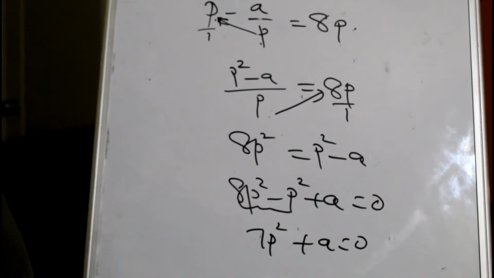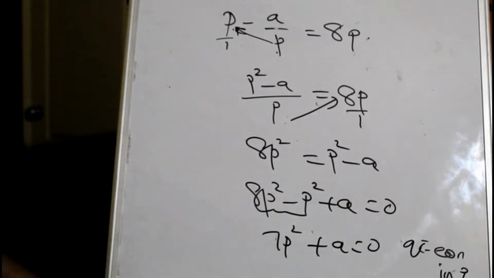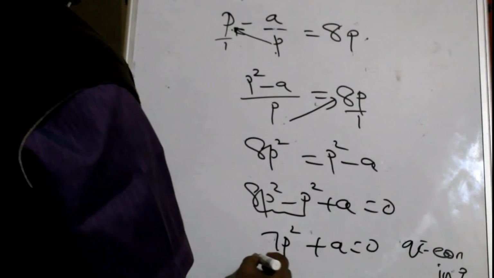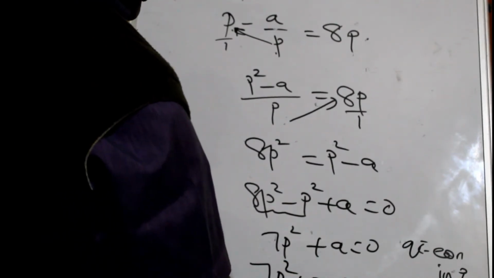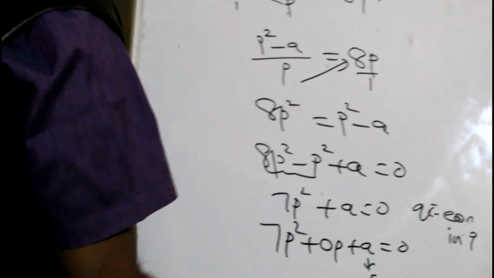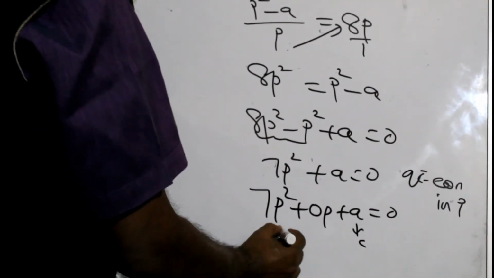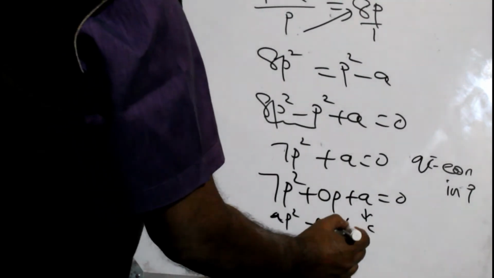This is a quadratic equation in p, quadratic equation in p, because you got a p square term. You may ask me, there is no p term. If you want, write it like this: 7p square plus 0p plus a equal to 0. So this is called the constant. Okay, this is of the form a p square plus b p plus c.